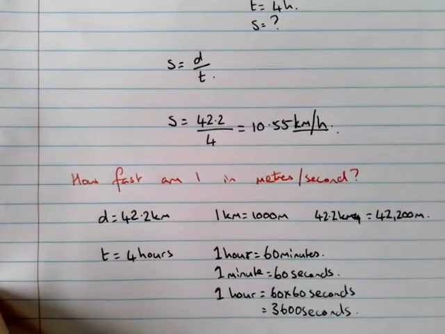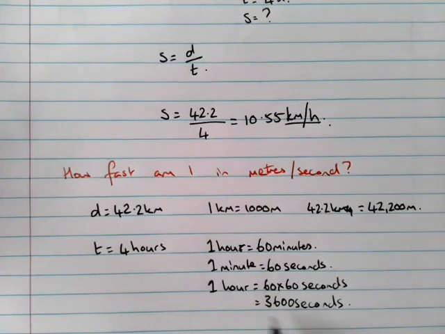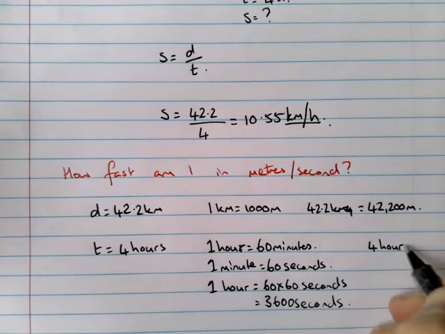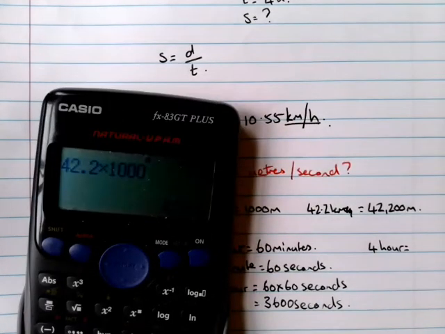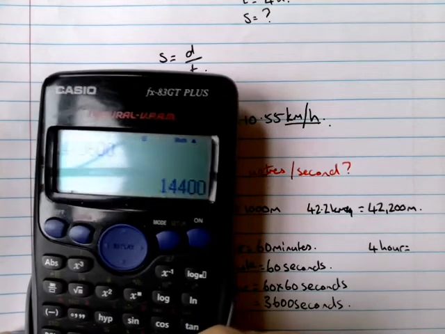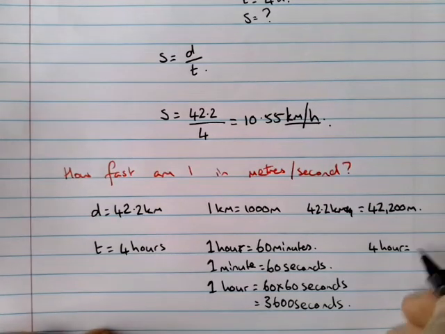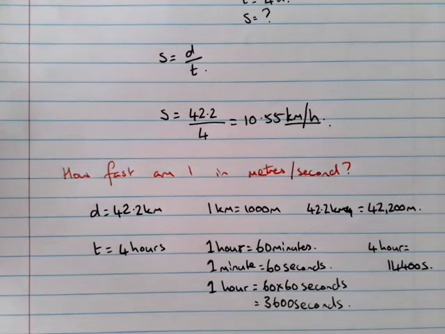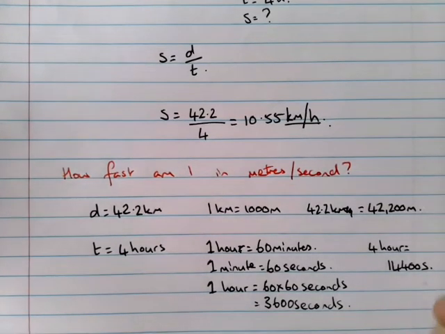Which means that if 1 hour is 3,600 seconds, that means that 4 hours equals 4 times that many. So 4 times 3,600 is 14,400 seconds.